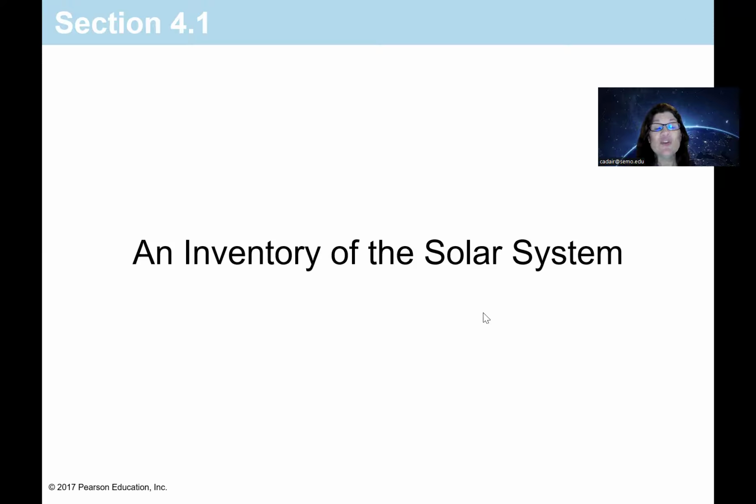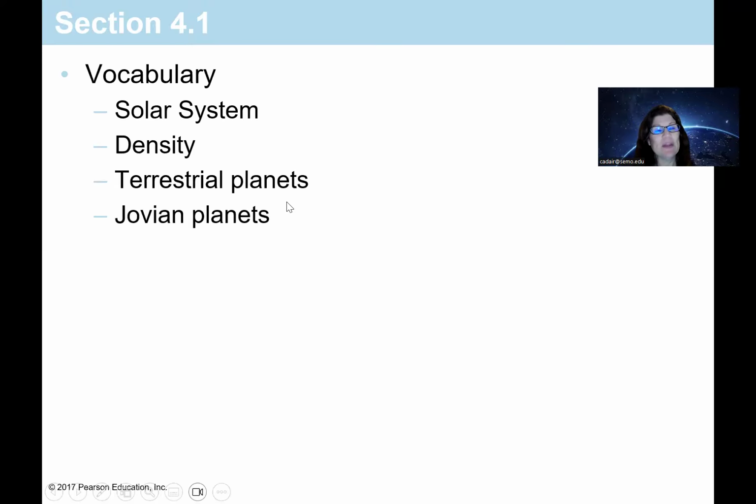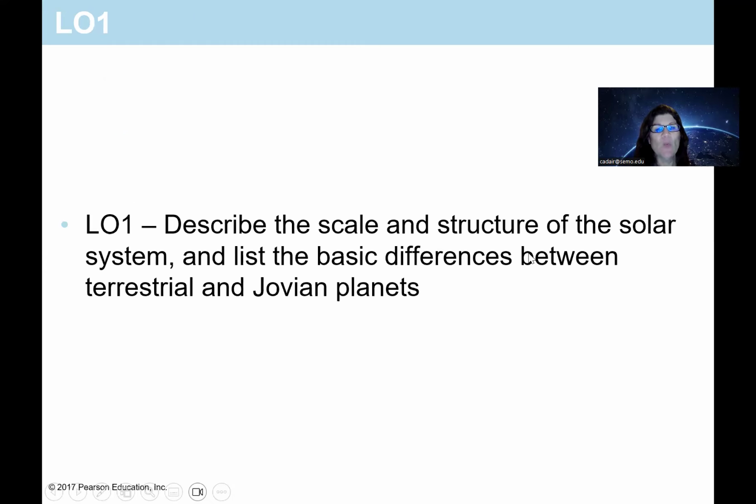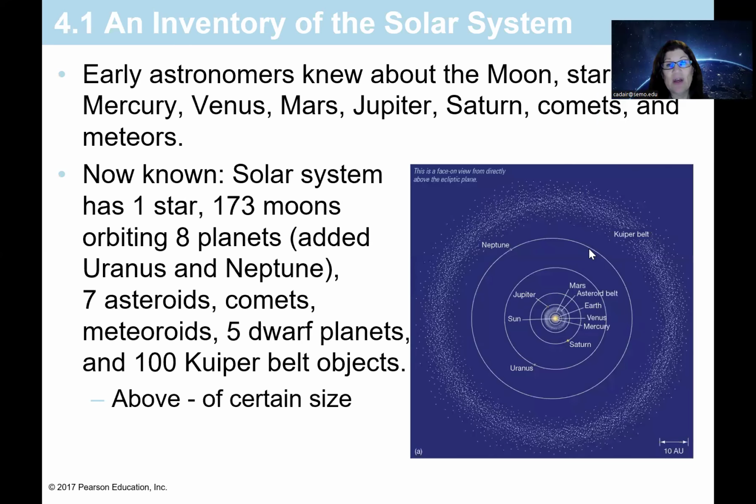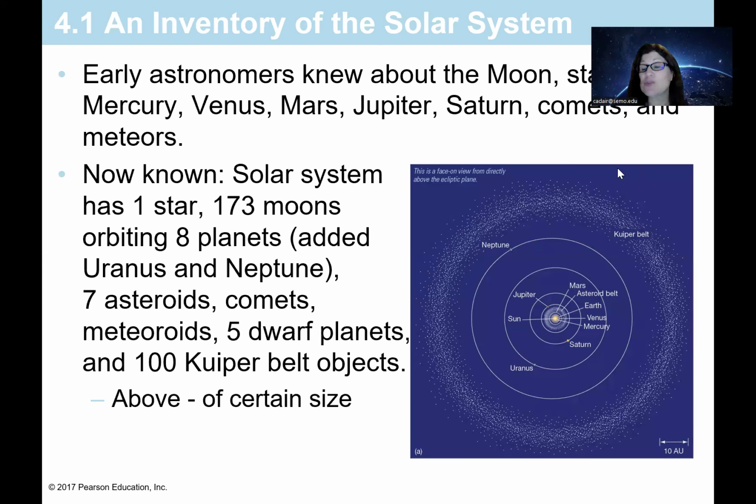Okay, so an inventory of the solar system is where we're going to start. Here we have our vocabulary. We're going to describe the scale and structure of the solar system and list the differences between the terrestrial and Jovian planets. Early astronomers knew about some of our items: the moon, stars, Mercury, Venus, Mars, Jupiter, Saturn, comets, and meteors. Those are the things you can see with the naked eye without too much trouble.